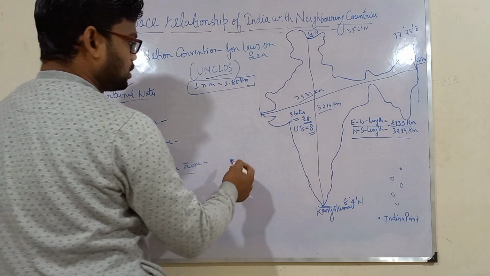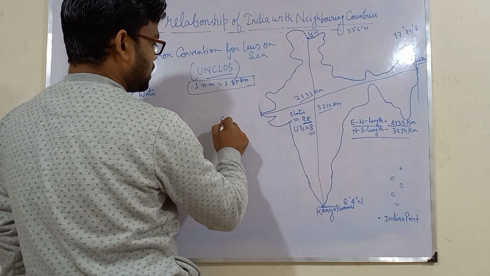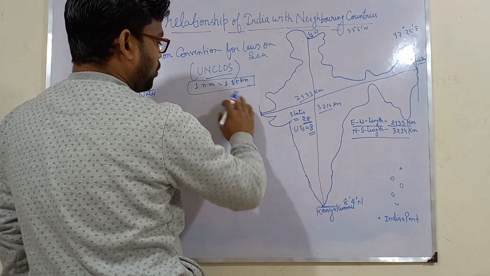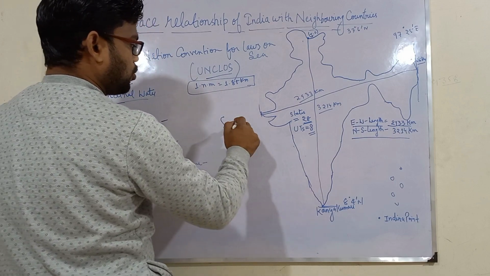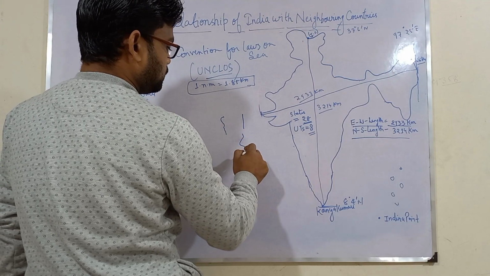See, what happens is that we know that the coastlines or the boundaries of a coastal state are not straight. So they may be something like this.